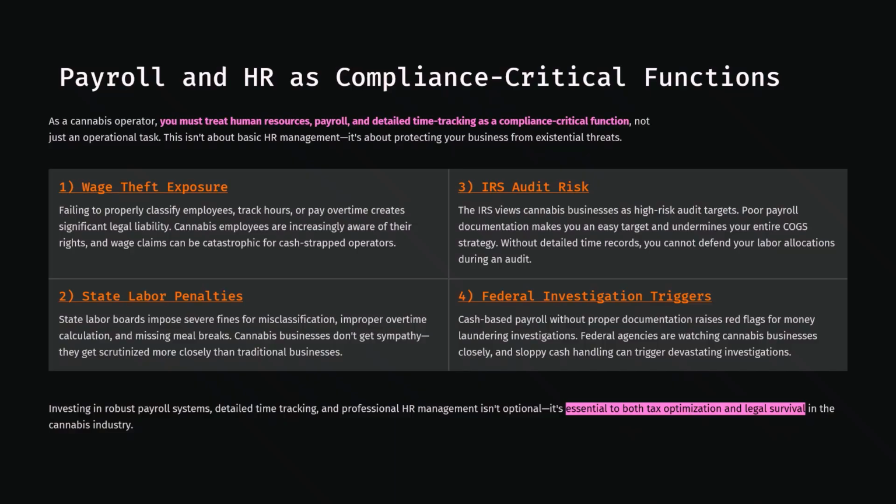State labor penalties. Every state has its own labor laws, and cannabis regulators are watching these closely. Issues like missed breaks, lack of sick leave accrual, or failure to post wage notices can lead to hefty fines. Then you've got IRS audits. So improper tax withholdings or misclassified employees, or inaccurate time tracking tied to COGS, that's a red flag to the IRS. And once they start poking around, they usually don't stop at payroll.